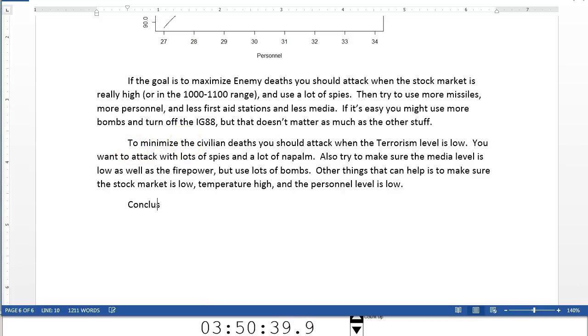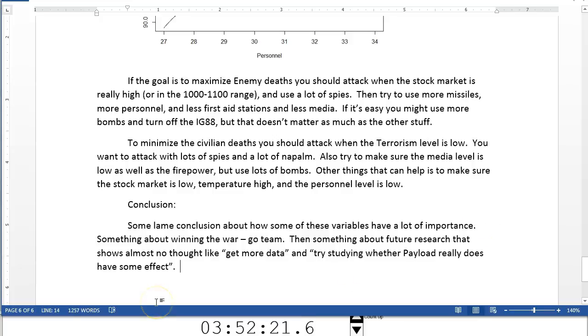And now I'm ready to make myself a conclusion. A lot of students I've noticed like to do this in the conclusion, but whatever's in the conclusion should already have been in the report. And I think a sentence like this deserves to be in the report. So because I'm trying to flesh out a report, it's probably going to be a dumb conclusion at first. The first conclusion you write always is something about winning the war and future research that says, get more data and look closer at some of the variables you already have.